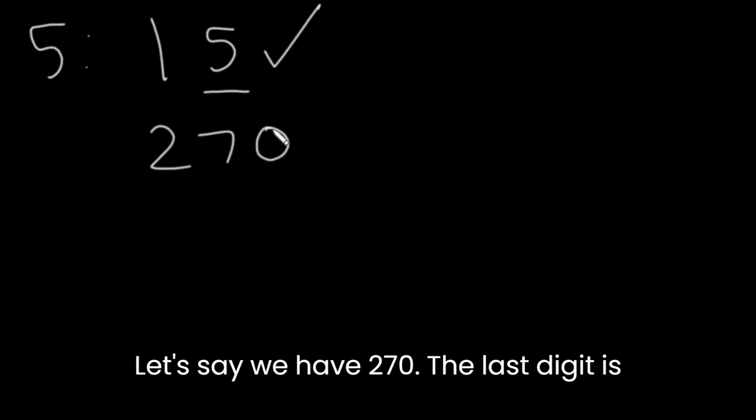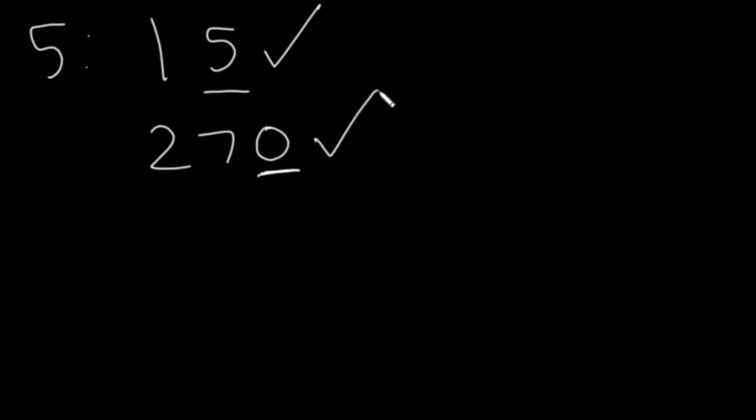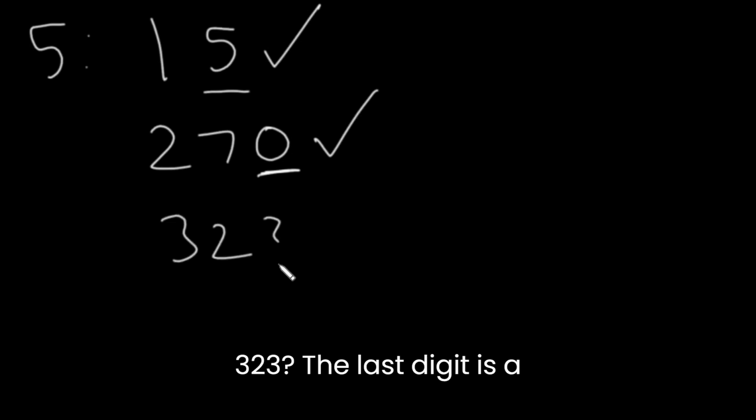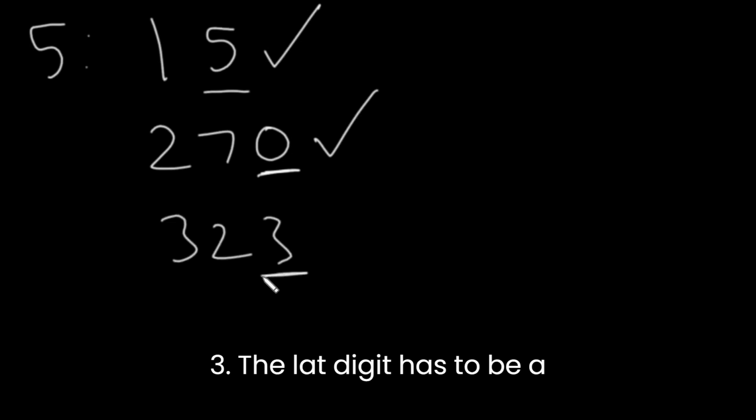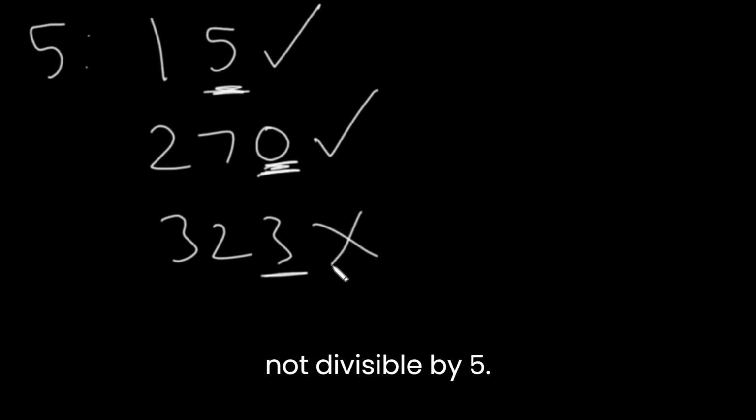Let's say we have 270. The last digit is a 0, so 270 is divisible by 5. What if we have 323? The last digit is a 3. The last digit has to be a 0 or a 5. This isn't any of those, so this is not divisible by 5.